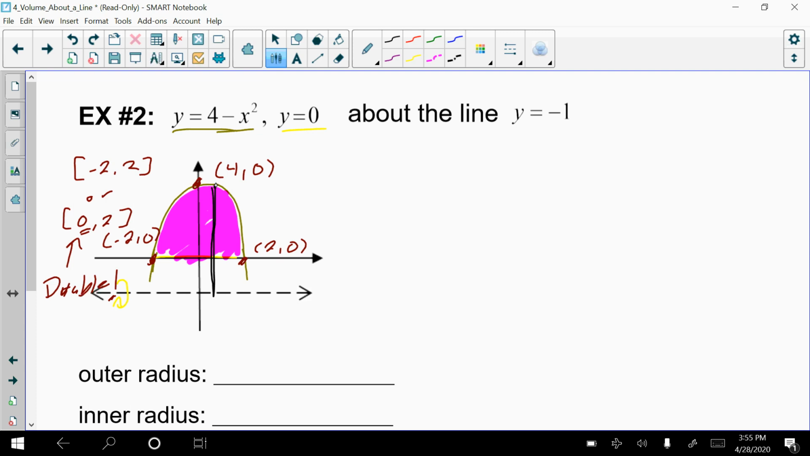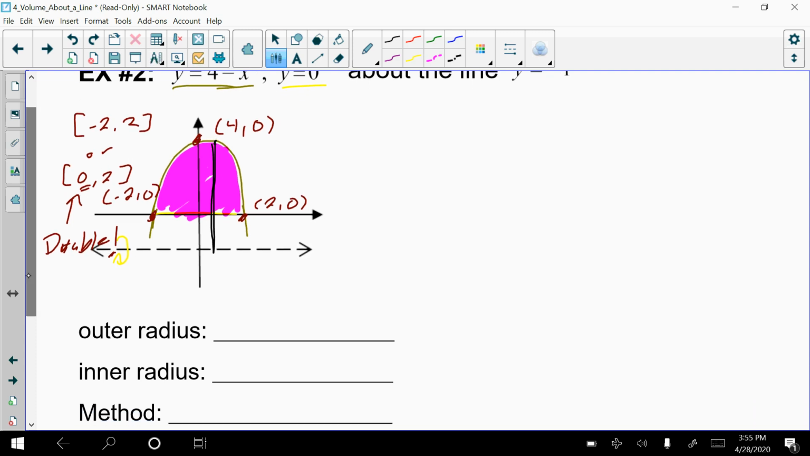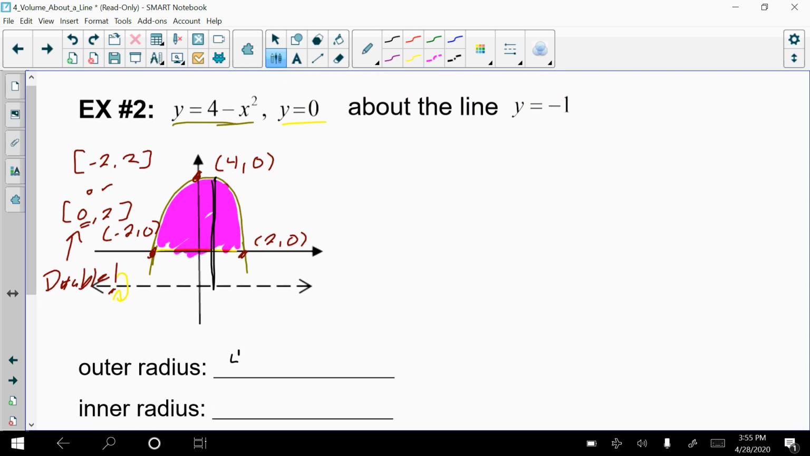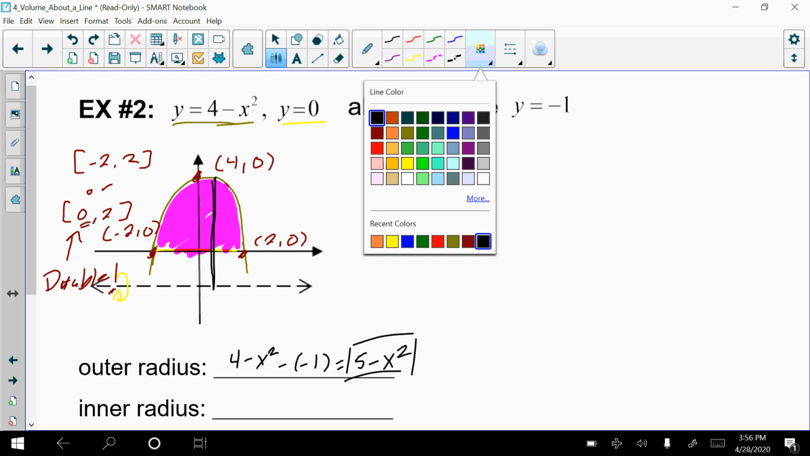So just like what we saw in the last example, we are going to take the difference of the boundary function and its line of rotation. In this case, the boundary that we have is 4 minus x squared, and we're subtracting the line y is equal to -1. So that will simplify to be 5 minus x squared for the outer radius.